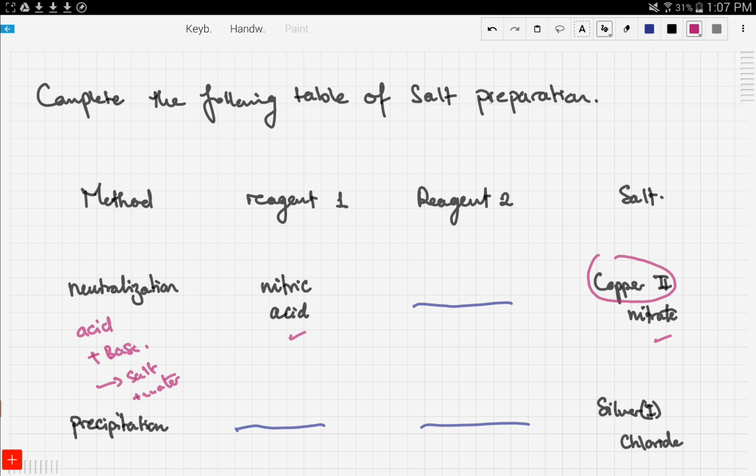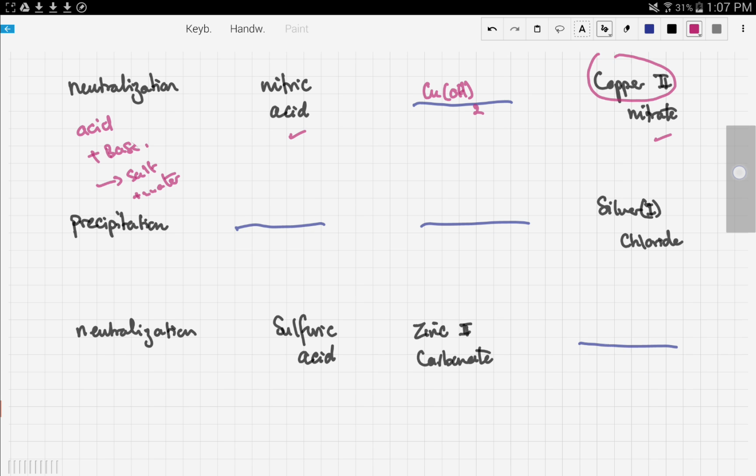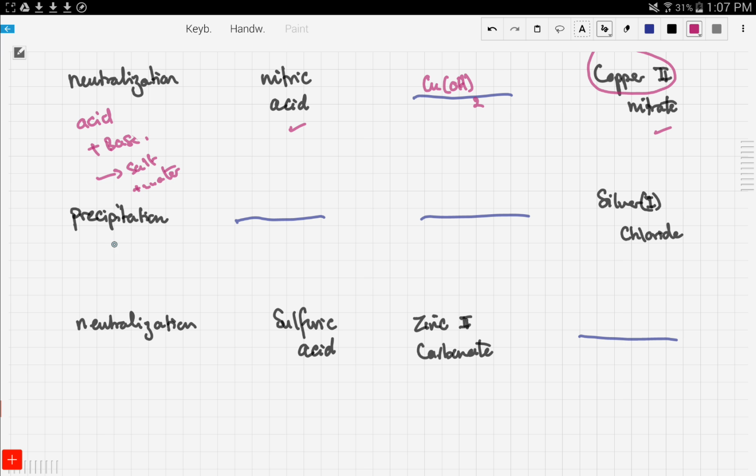So what do we use? We use copper hydroxide, because hydroxides are bases and copper hydroxide is a base, and at the same time it contains copper, so this is our best option. Now let's move on to the next reaction, and he says this is a precipitation reaction, which means a reaction between two compounds that yield a salt that is insoluble. So silver chloride here is an insoluble salt and it involves precipitation.